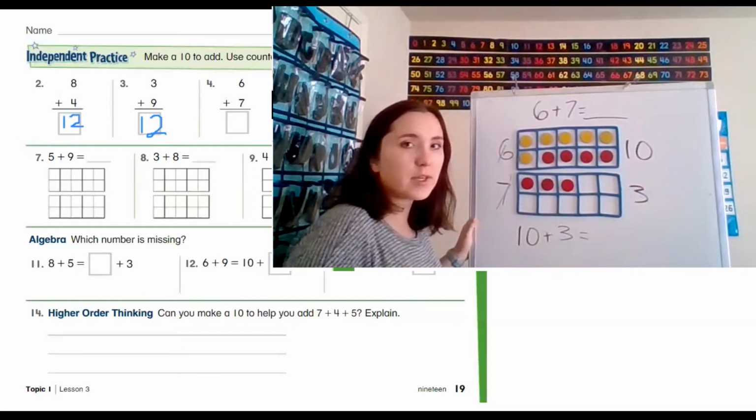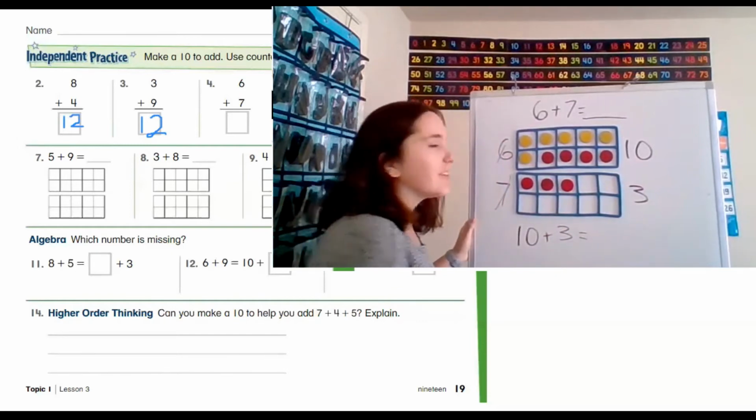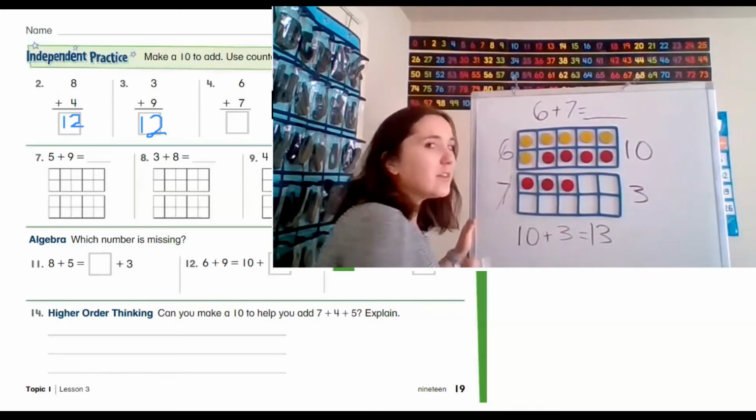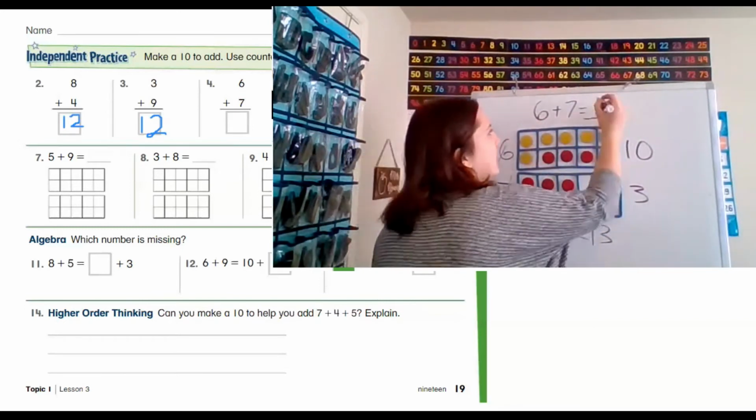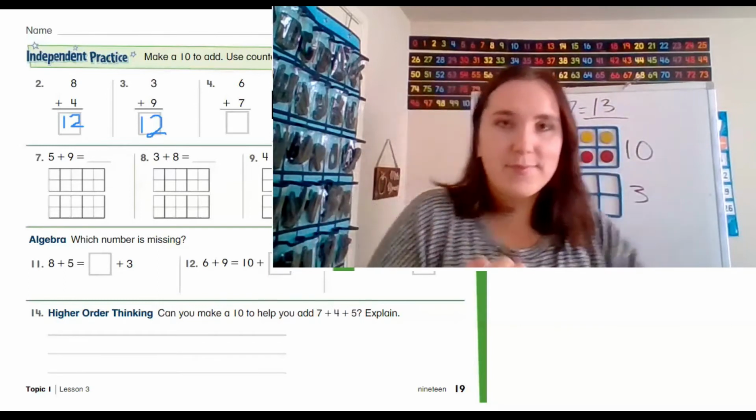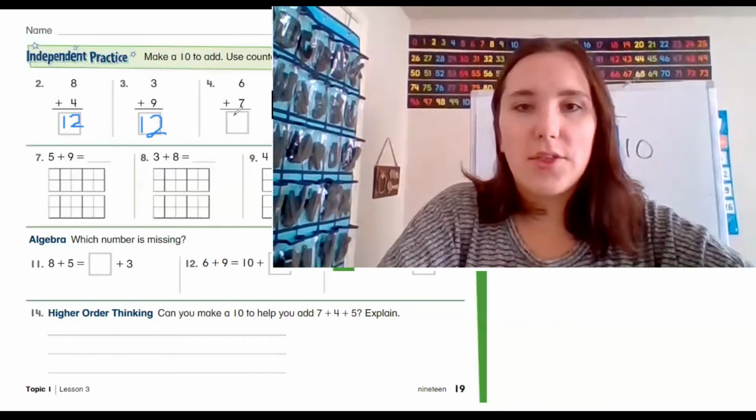And we know that 10 plus 3 is what? 13. But remember, because our counters didn't change, that means 6 plus 7 also equals 13. So let's write that down. 13.